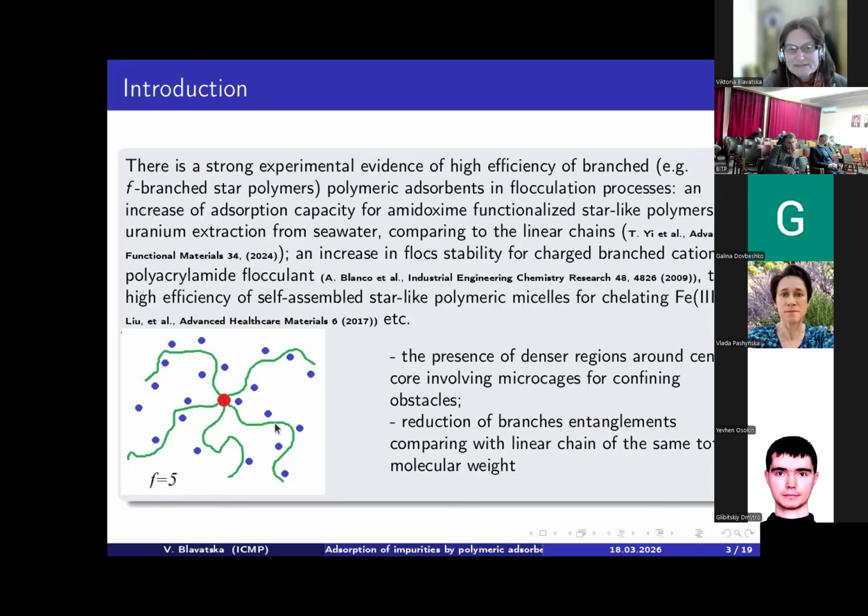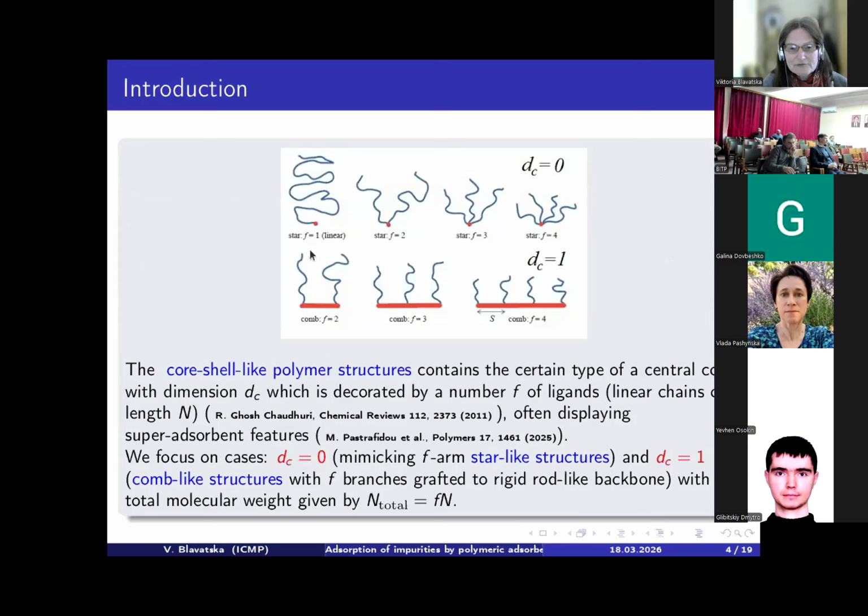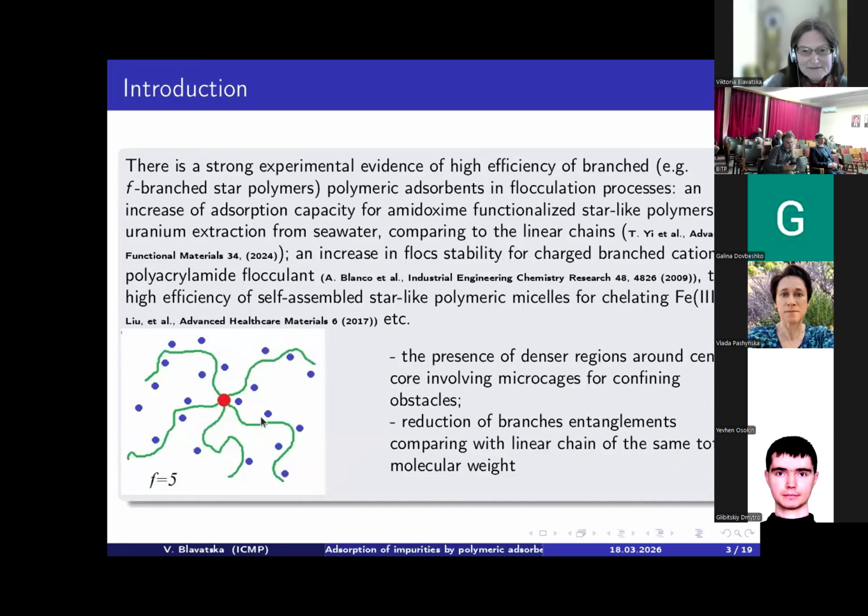So what we are interested in in this study is a set of so-called core-shell-like polymer structures. What is a core-shell? It is some kind of carrier, so to say, some central core, which can be of either dimensionality and either form. But in the simplest case, we can consider a point-like central core, or we can consider one-dimensional rod-like cores. Then some number of linear polymer chains are grafted to this core. For example, if we have a point-like central core and graft some number of linear chains, we actually restore what was presented here, this star-like structure.